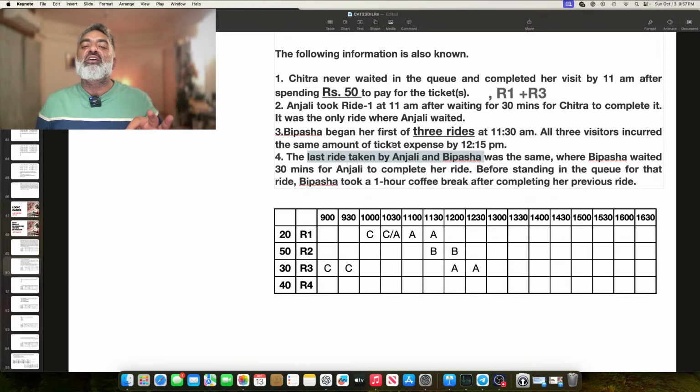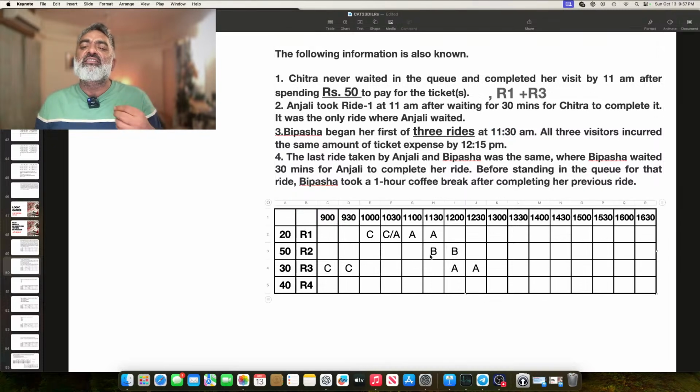Remember, Bipasha has 3 rides total and she started at 11:30, right? So she has 3 rides. That means if I'm building the story, this has to be Bipasha's third ride, right? Furthermore, when she reached for this particular ride, she had to wait for half an hour because Anjali was already on the ride. Now let me think about that.